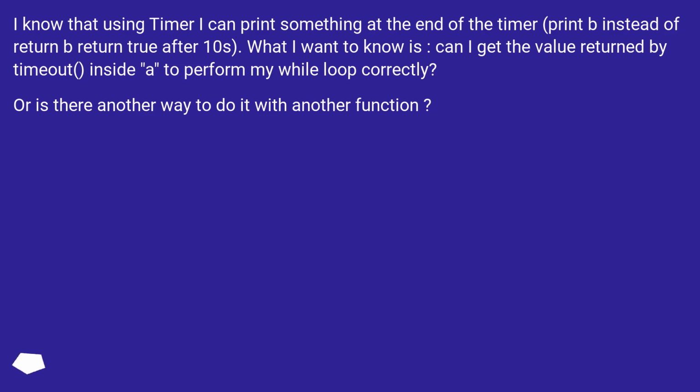I know that using timer I can print something at the end of the timer, print b instead of return b, return true after ten seconds. What I want to know is, can I get the value returned by timeout inside a to perform my while loop correctly? Or is there another way to do it with another function?